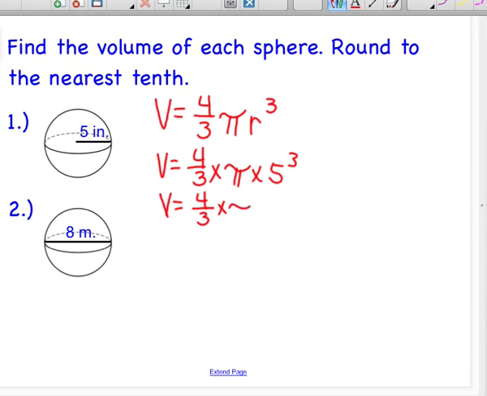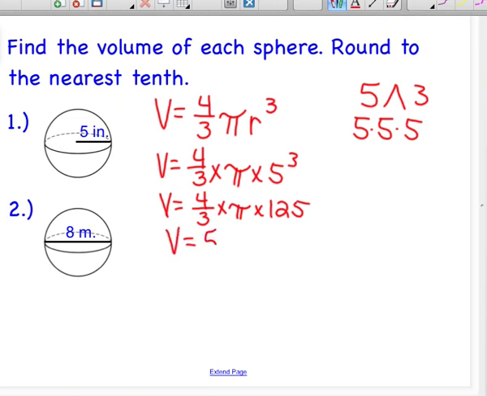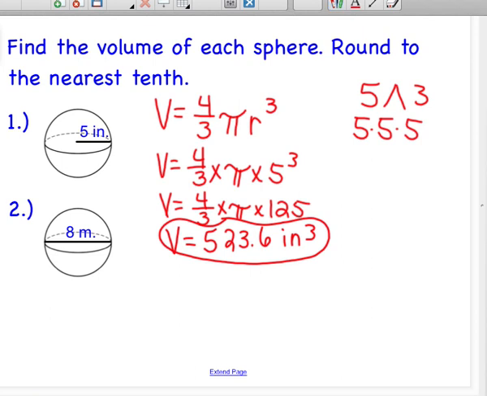times pi times, you could do 5 to the third power, which would be 5 and that little caret button and then a 3, or you could take 5 times 5 times 5, which ends up being 125, and the final answer for the volume of this sphere, after you round it, is 523.6 inches to the third power. Final answer there. All right, not too tough. Just simply writing the formula and plugging in your values, showing your steps, of course.